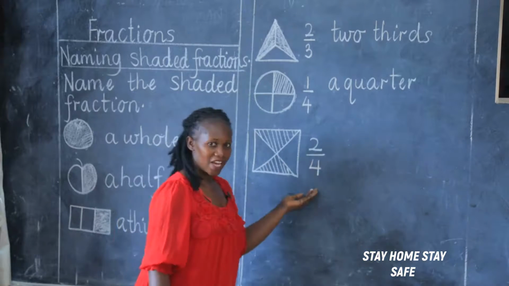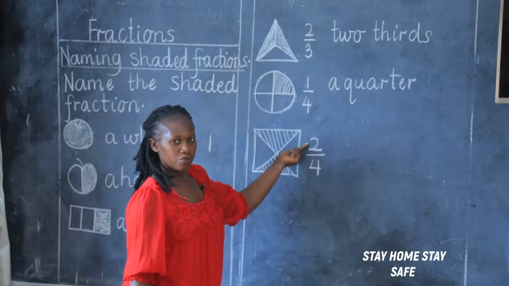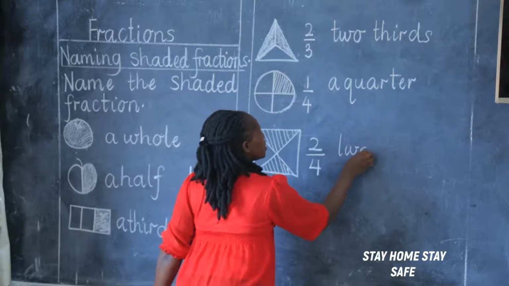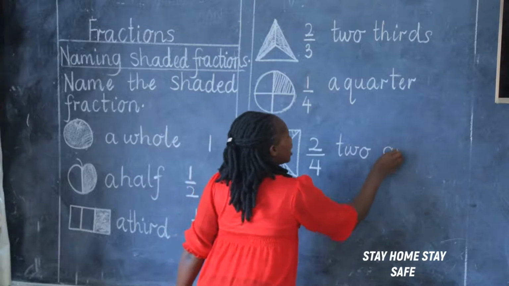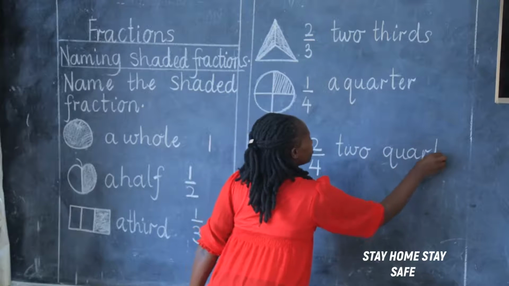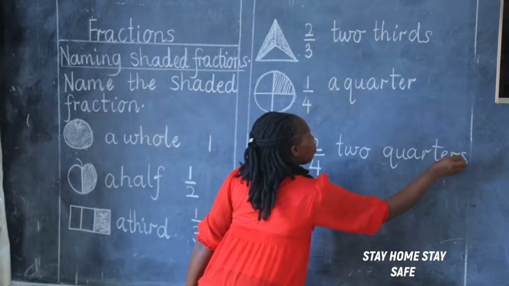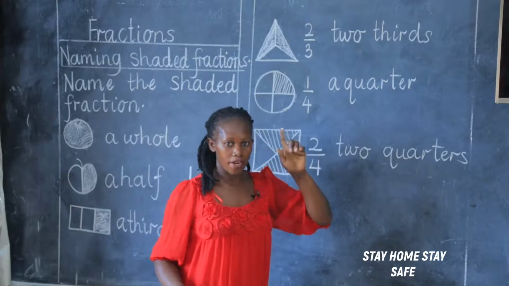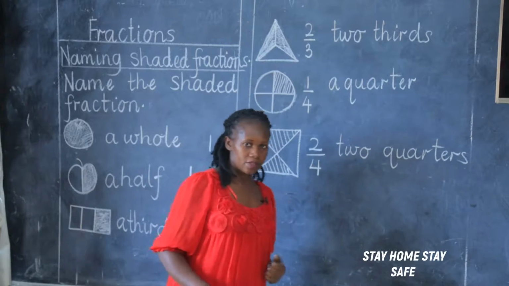Which fraction is that? I have 2 and quarter. So I have shaded 2 quarters. 2 quarters, not 2 quarter, because a quarter means 1, 2 quarters.